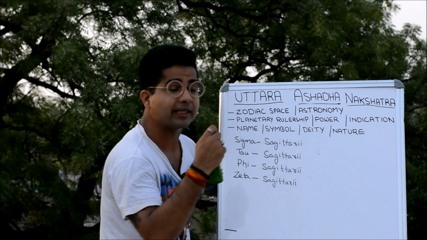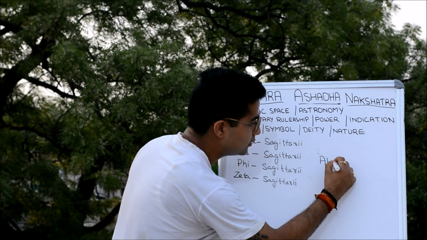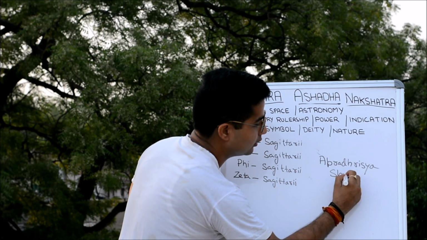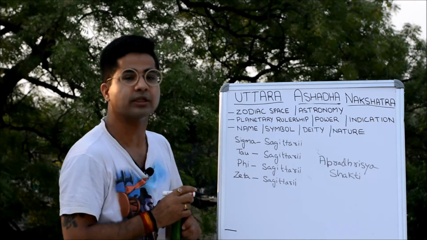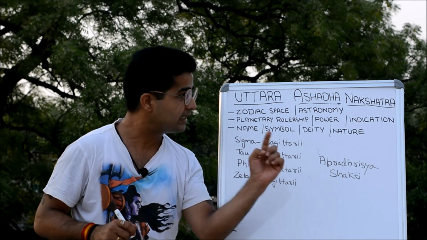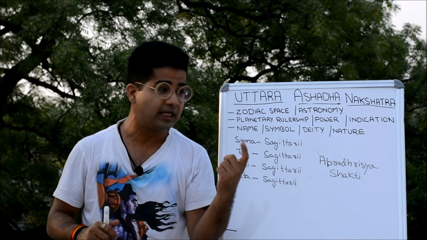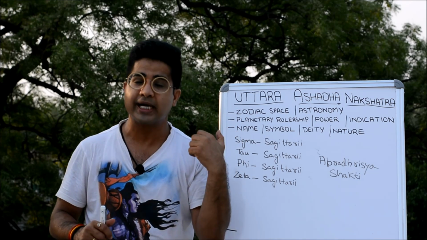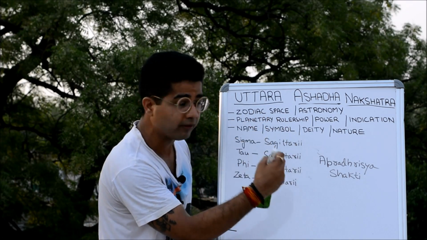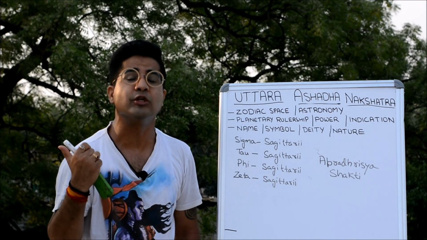When it comes to the power, because each nakshatra has its own power, this nakshatra has the Aparadhrishya Shakti. This means the power to give permanent victory, the unchallengeable victory. Even the previous nakshatra, Purvashadha, was also about victory and invincibility. But here it is getting more secure, more stable, more permanent. So Aparadhrishya Shakti is the power of this Uttara-Ashadha nakshatra. This nakshatra is seen as the universal star.